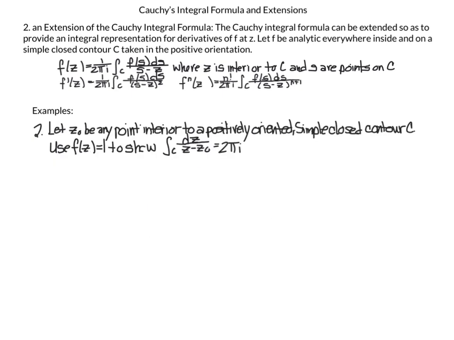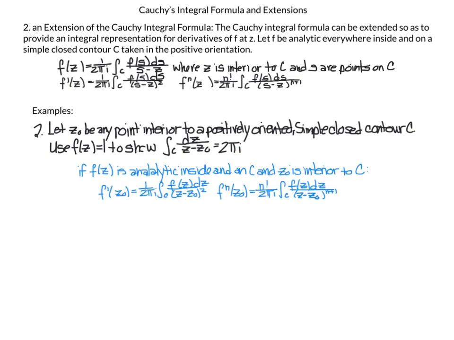This next example is to let z0 be any point interior to a positively oriented simple closed contour C. Use f of z equals 1 to show that the closed contour integral of 1 over z minus z0 dz is equal to 2 pi i.